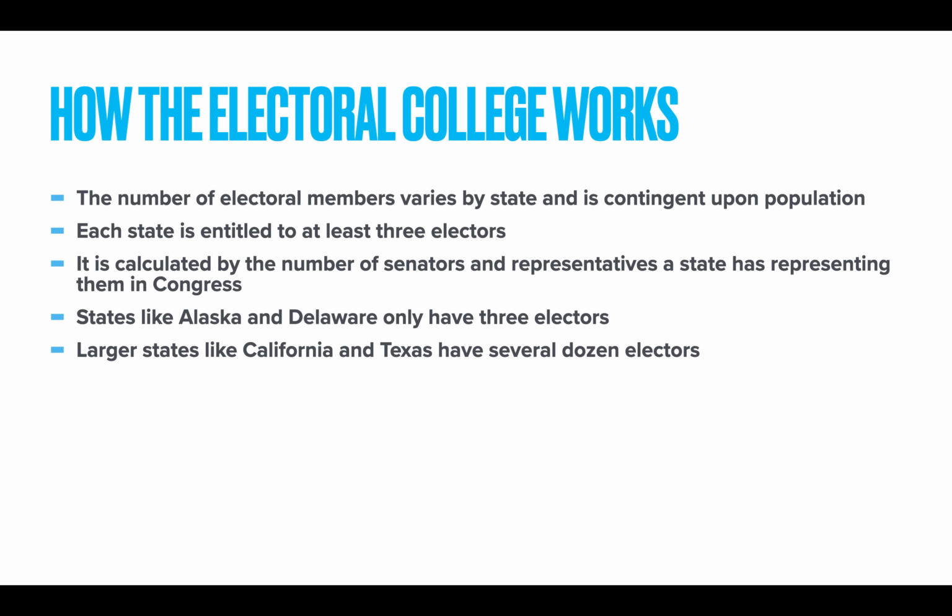The number of electoral votes per state varies and is contingent upon population. Each state is entitled to at least 3 electoral votes. The number of electors a state has is the number of senators and representatives a state has representing them in Congress. The higher the number, the higher the electoral members. States like Alaska and Delaware only have 3 electors. Larger states like California and Texas have several dozen electors.